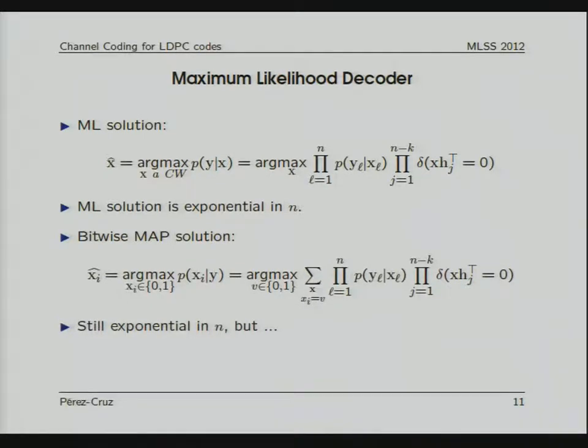But the bitwise MAP solution is still exponential. The complexity for getting the optimal solution is the same. The only thing is that there are tricks to try to get the solution in linear time, and that's where we're going to use the graph. So the idea is, let's use the graph in order to get an approximate linear solution to the bitwise MAP solution. And that's something that we cannot do for the ML solution. So even if we wanted the ML solution, we're going to use the bitwise MAP solution as a proxy, because we can compute it in nearly linear time.